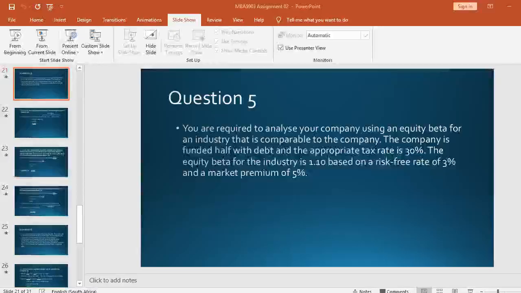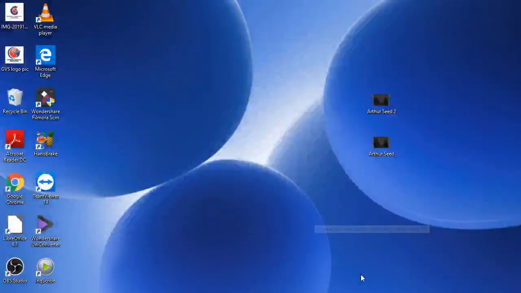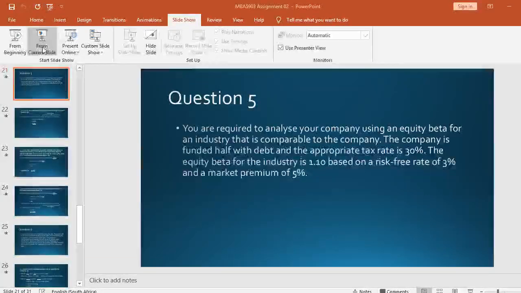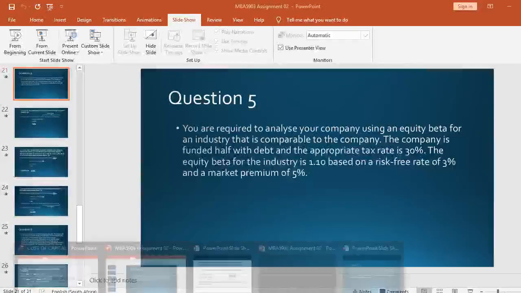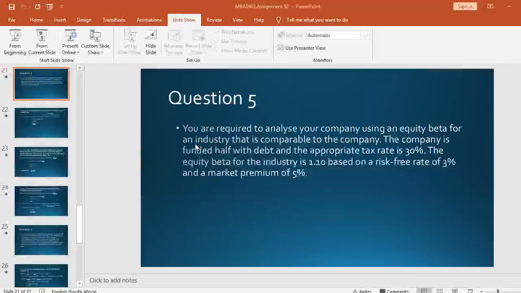All right. Quickly, I just want to go to that, from current slide, so that everybody can be able to see. But it's fine. I'm sure they are still able to see the screen as we have here.